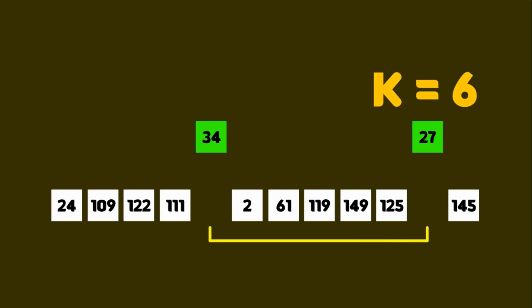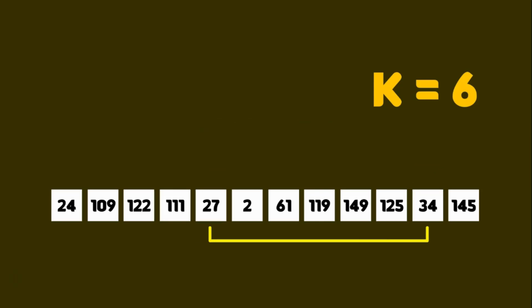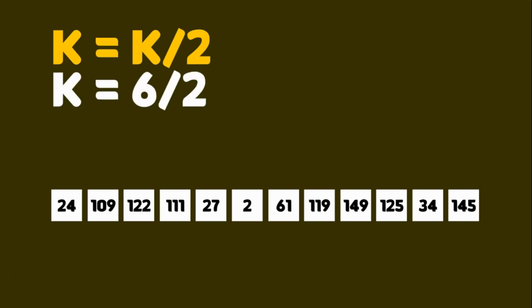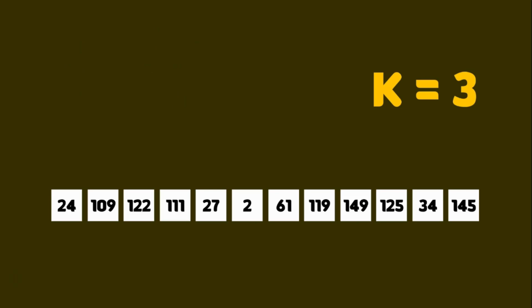After that comes 34 and 27. As 27 is lesser than 34, it is swapped in that particular sequence. Then comes 2 and 145. So 2 is lesser than 145, so it is properly mentioned in that sequence and it is kept in that place. After that, the next gap sequence is 6 divided by 2, which is equal to 3. So we'll take 3 elements of the gap sequence.